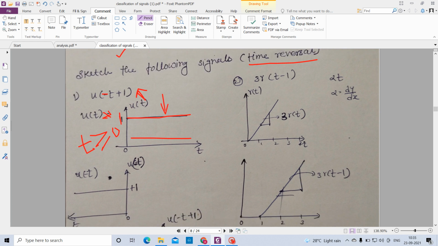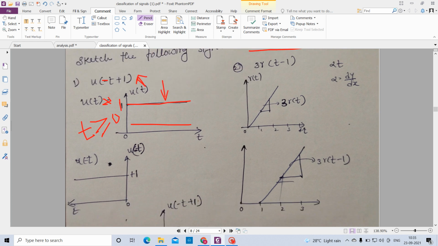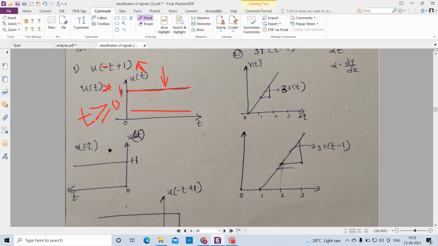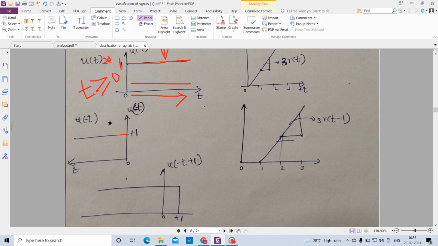Okay, how are we representing u of minus t? We are just reversing this unit step function, that's all. This is the positive side of t. We are reversing this with respect to minus t, because we have to find u of minus t. This is the graphical representation of u of minus t.